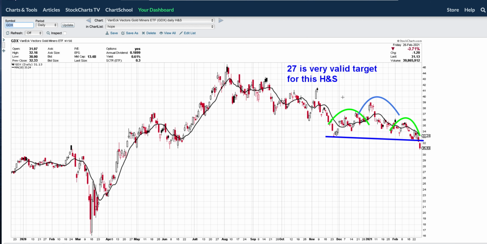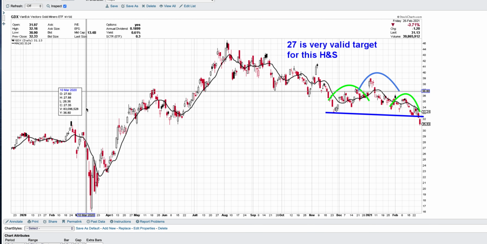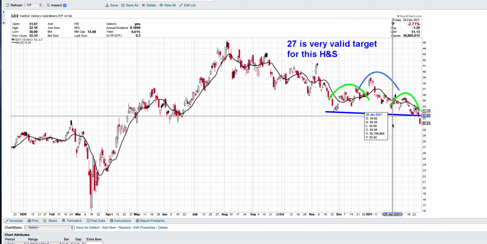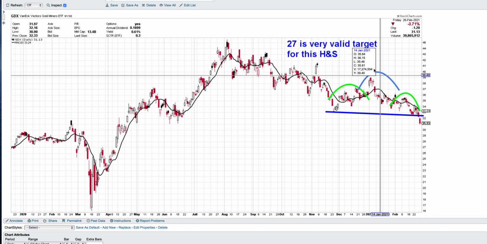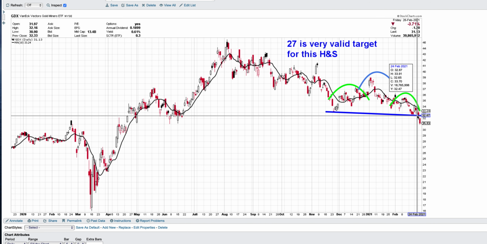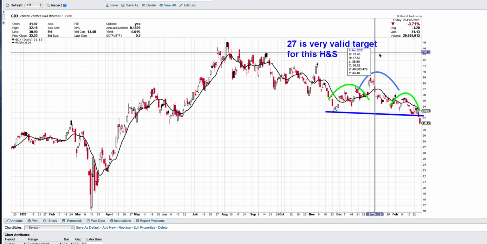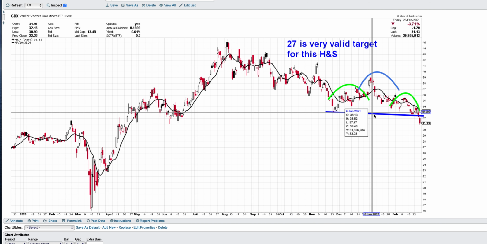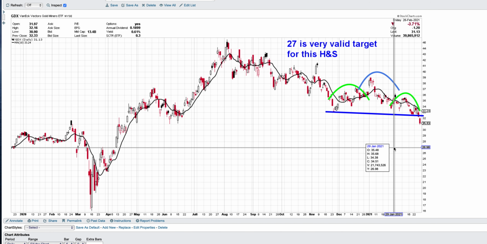Let's look at GDX. As I tweeted before to the two people that are following me, this is a very bona fide, very obvious head and shoulder formation in GDX. And this is what happened. We are definitely in breakdown mode. And I believe 27 is a valid target for this pattern right here, which will give us a price projection right here.